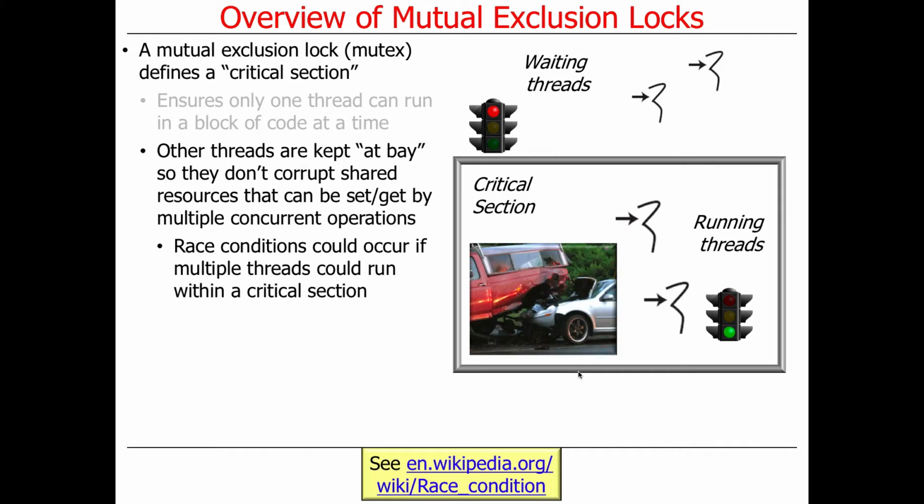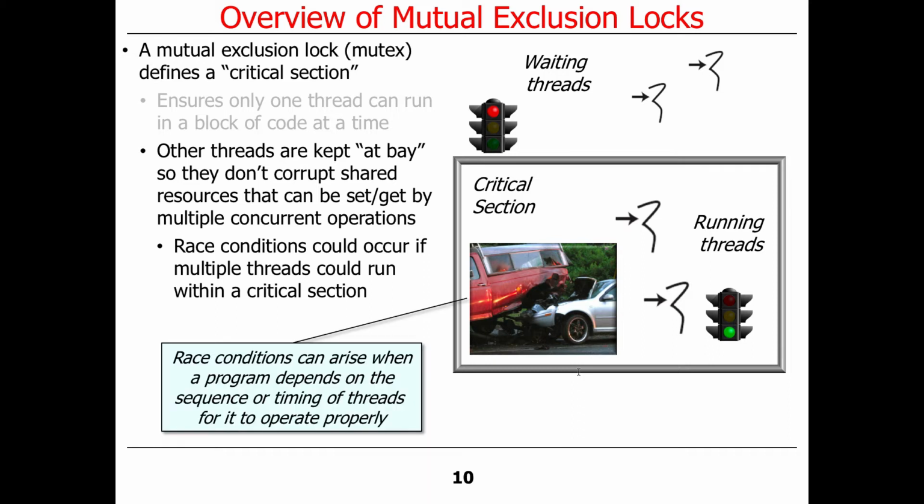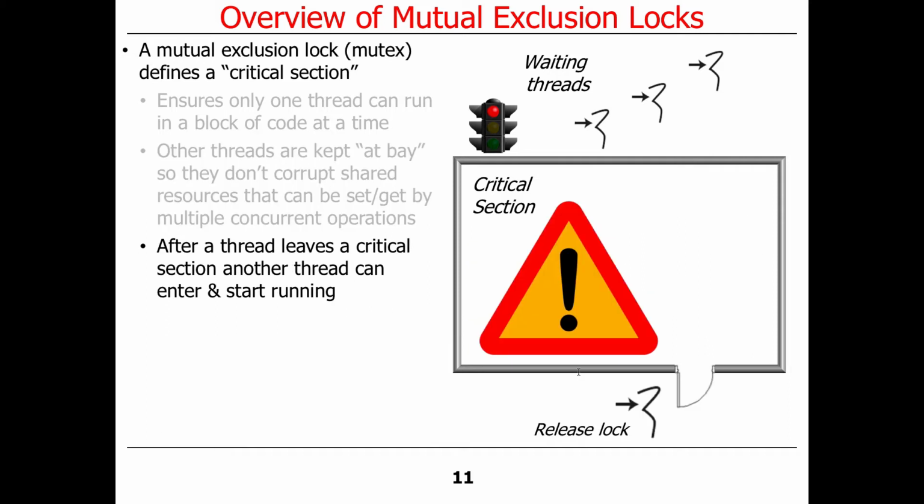Obviously, if you're not careful, you can end up with race conditions, because multiple threads will be running inside the critical section and setting and getting the fields, and chaos and insanity will break out. We talked about race conditions before. They basically occur when your program depends on the order or timing of the operations for it to operate correctly.